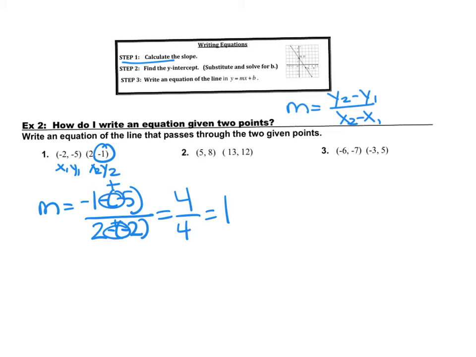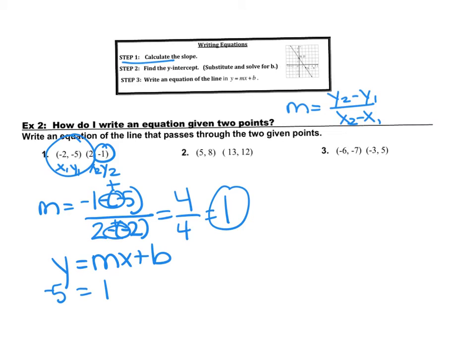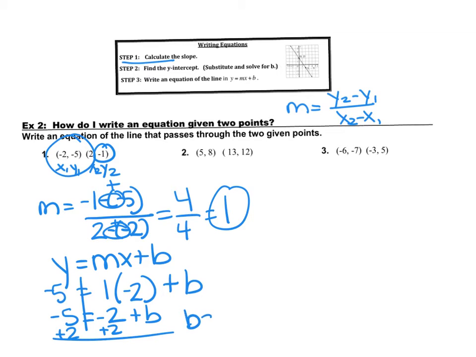This is where we go and we substitute. I like to just go right down. y is equal to mx plus b, and let's plug in the parts we know, and we're going to solve for what we don't. So we have a slope of 1, and I have a point of -5 for y, and our x is -2, and then we're solving for b. So I have -5 is equal to -2 plus b. Let's add the 2. And b is going to be equal to -5 plus 2, which is -3.